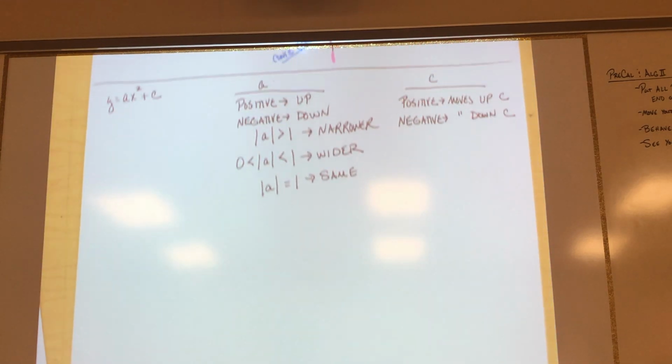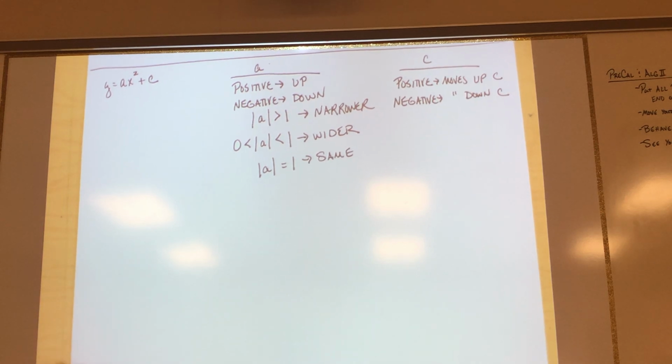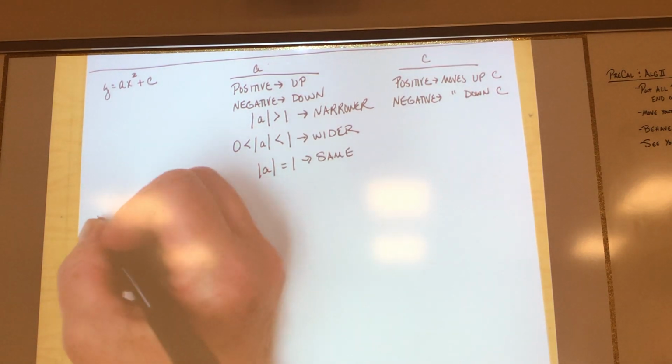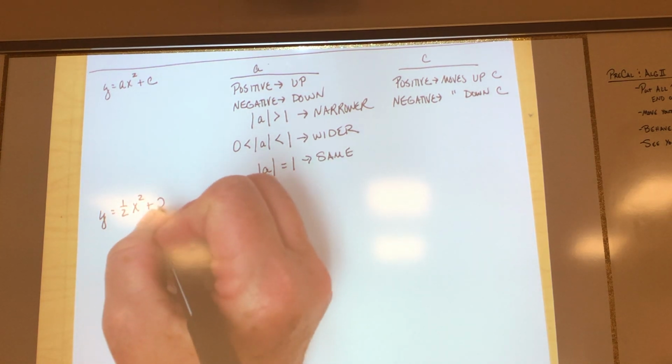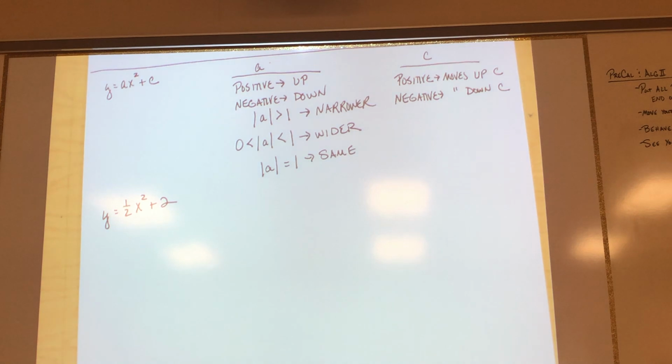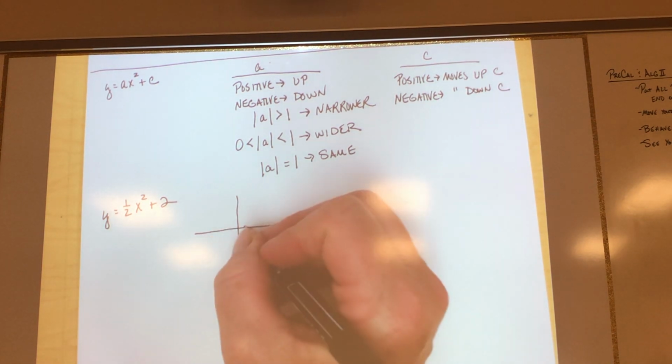Okay? So let's graph some. These are really easy, guys. I think you'll get these. We're going to work 2 of them. So here we go. Y is equal to 1/2 x squared plus 2. Okay, so I'm going to ask you some questions. We are going to graph this, so I'll go ahead and just draw me a little graph over here.